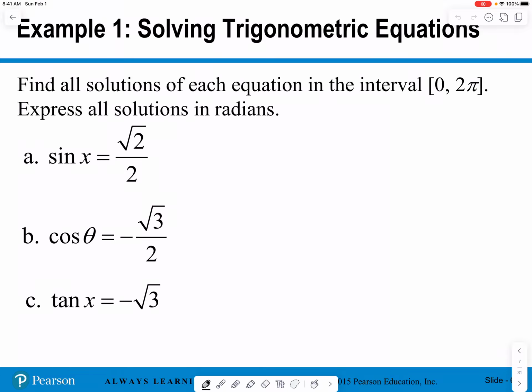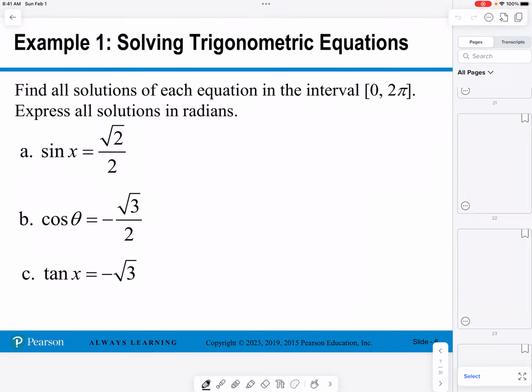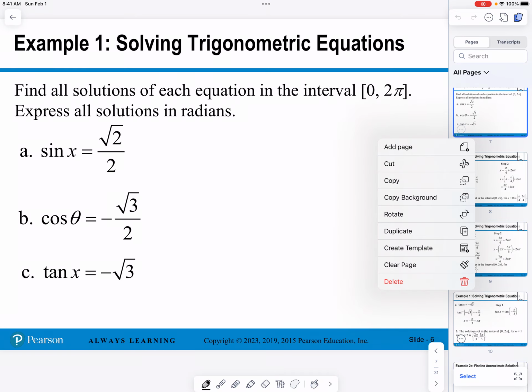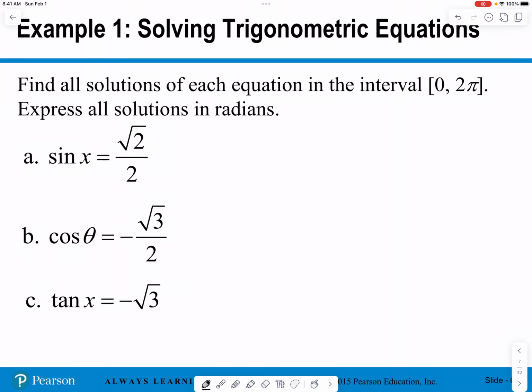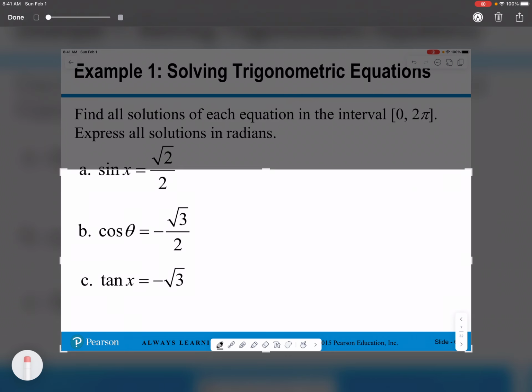Okay, let me give myself some space here. So I'm going to add a page. Find all solutions of each equation on the interval from 0 to 2 pi. Express all solutions in radians. Okay, so I want to start with A. I'm just getting a copy right now.